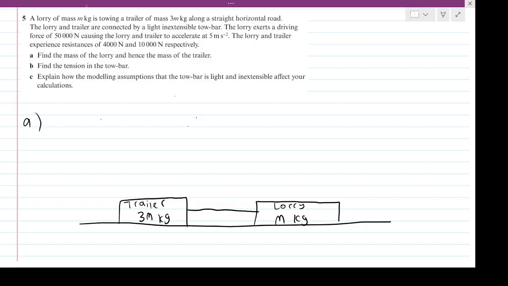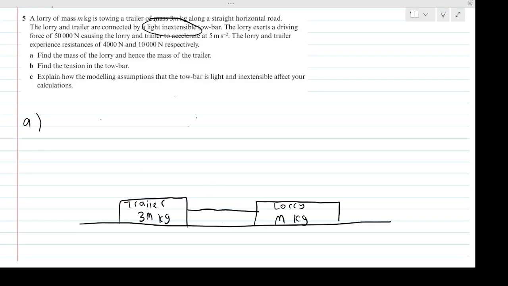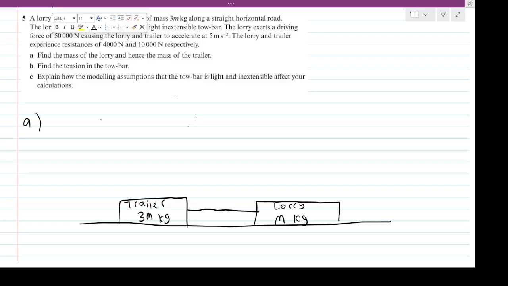Okay, now we're told the lorry and the trailer are connected by a light inextensible tow bar. So again, this tow bar here. Now, light inextensible has a meaning. We'll look at that later on in the question. I'm not going to go into it now, but it is a modelling assumption you need to know. We looked at modelling assumptions in the first chapter. We're going to be looking at what that means here.